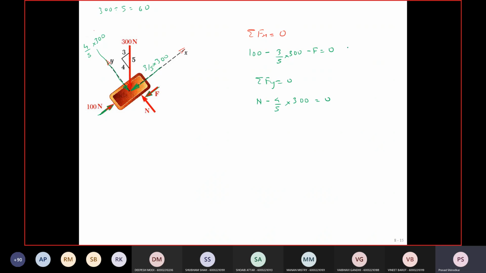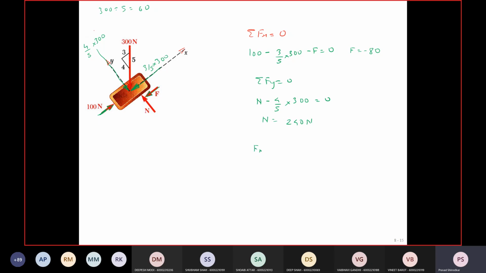So F is 100 minus 180, which is minus 80. F is minus 80, and N is 240. You got this. Now calculate the maximum frictional resistance.